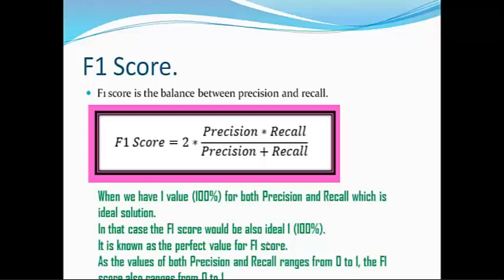As the values of both the precision and the recall range from 0 to 1, the F1 score also ranges from 0 to 1. So remember, children, if the F1 score value is coming in between 0 to 1, that is the range of the F1 score.